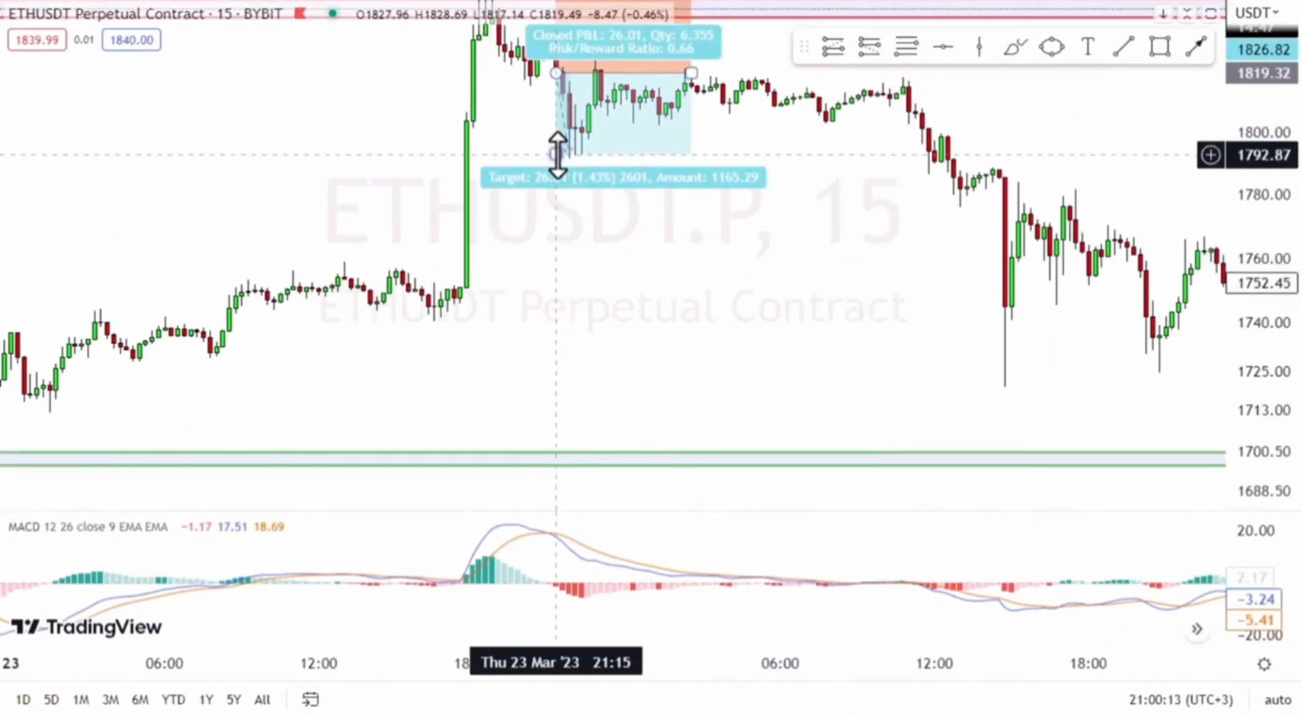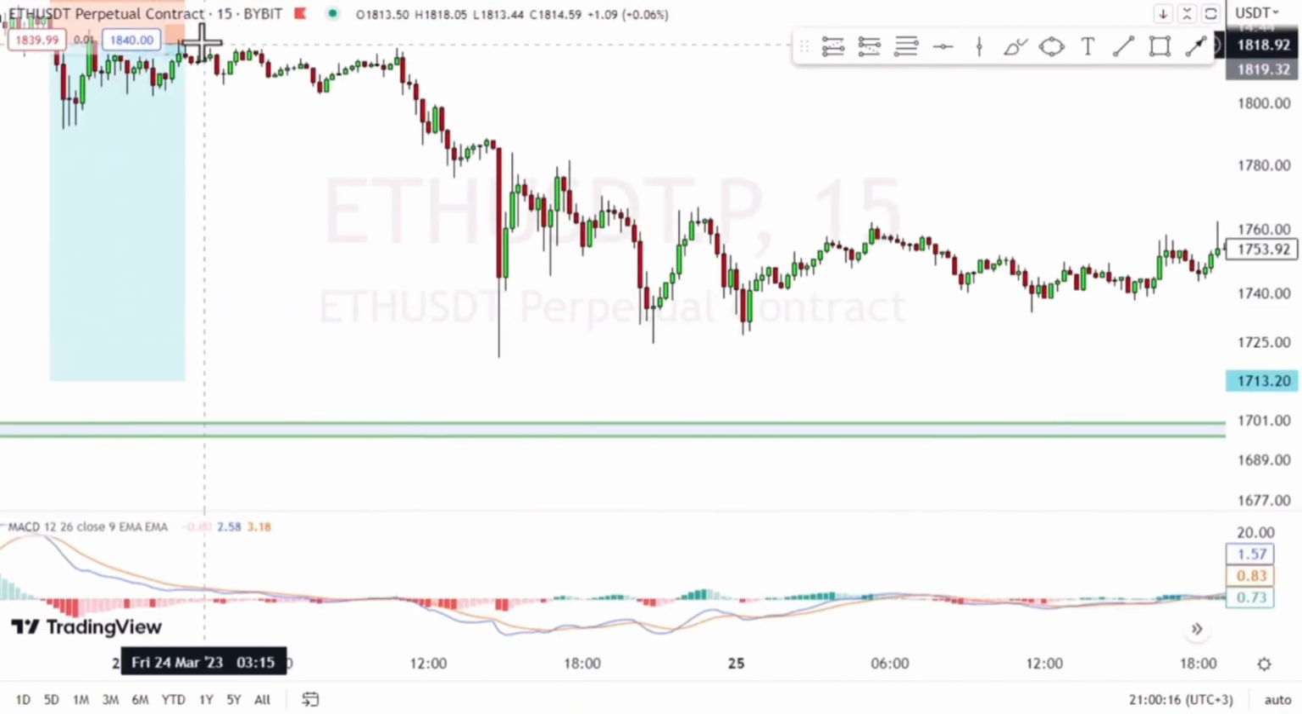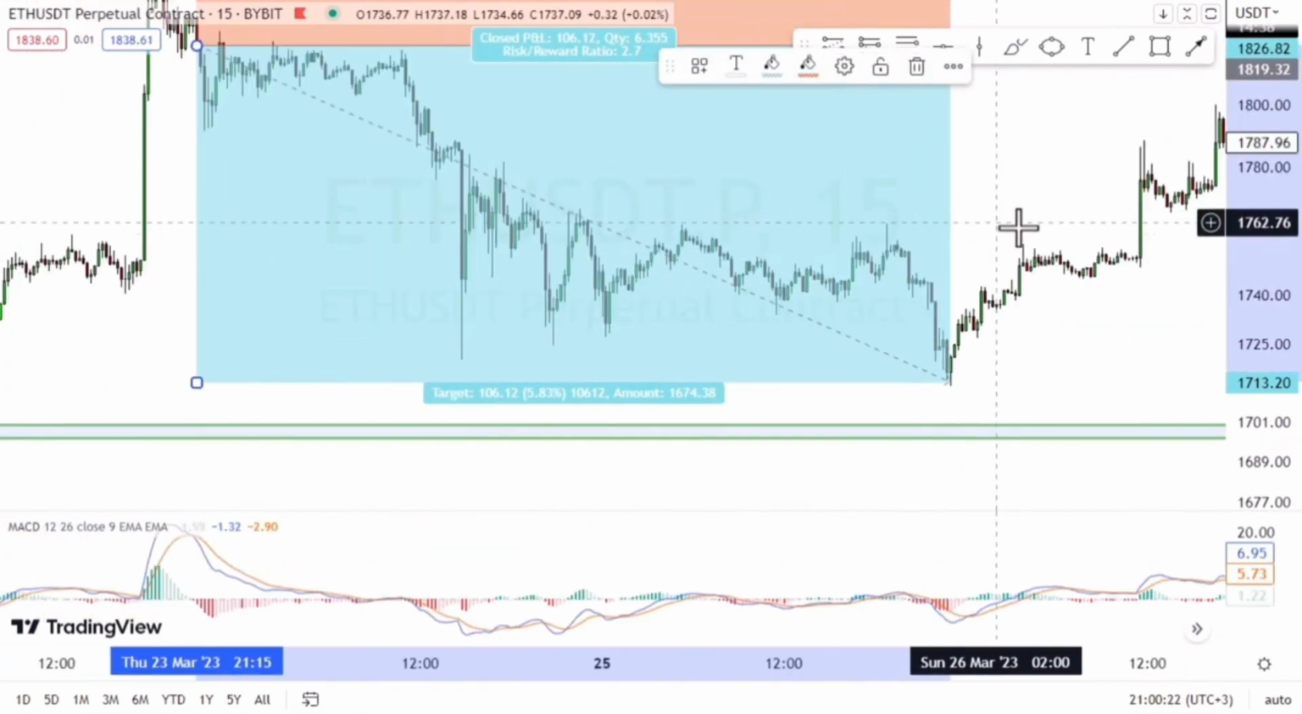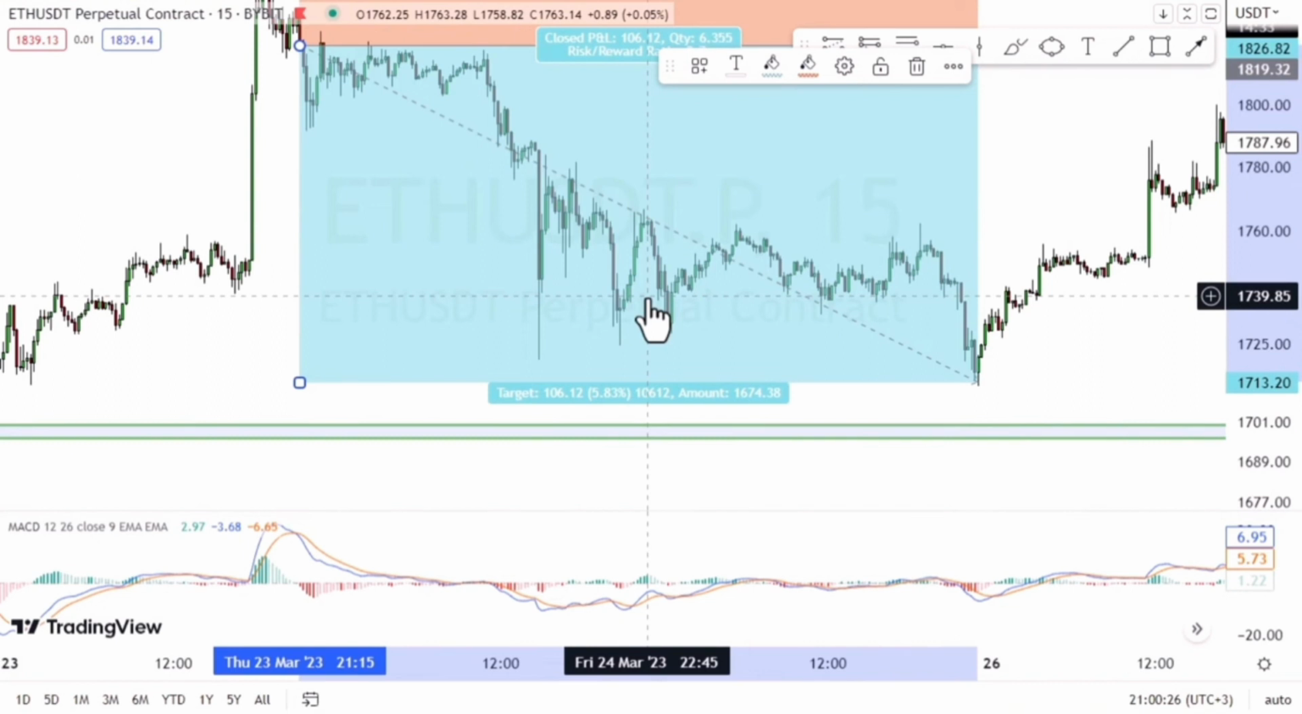And did it hit our target? Let's see if it did. Yes, it did beautifully. And how much profit was it? 5.83%. With 10x leverage, it was almost 60% profit, which is a big wow.